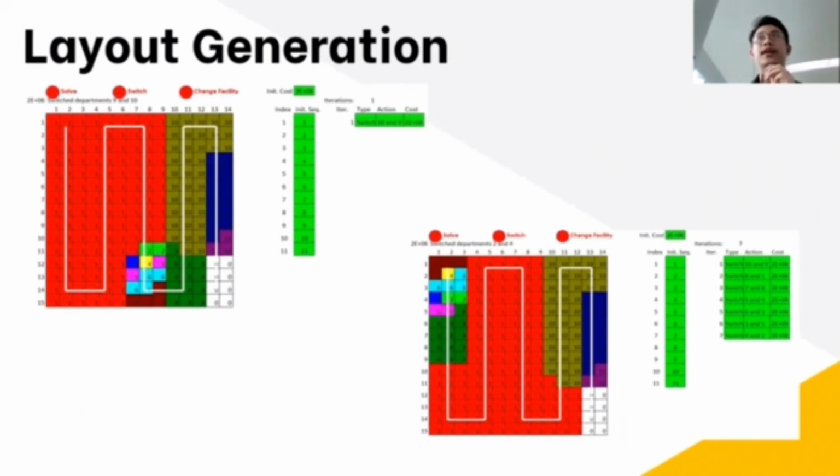From the several iterations, we choose iteration 1, iteration 7, iteration 9, and iteration 13. From the first iteration, we get the cost calculation, which is 2,100,25. And from iteration 7, we get the cost calculation, which is 2,090,75.